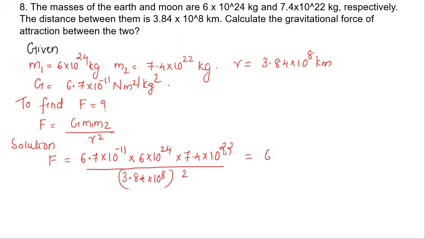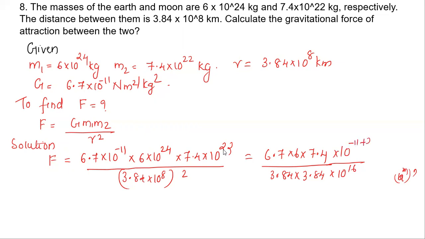Okay. First, we will solve the power of 10. Now, 3.84 square is 3.84 into 3.84 into 10 raised to 8, the whole square. You learned this identity, a raised to m, the whole raised to n is equal to a raised to m into n. So, 8 into 2 is 16, 10 raised to 16. Numerator, the power of 10 is here minus 11 plus 24 plus 22. Now, I'm going to take this 10 raised to 16 to the numerator.